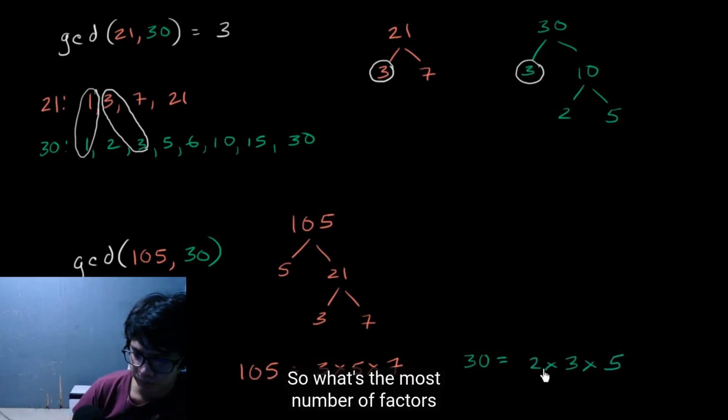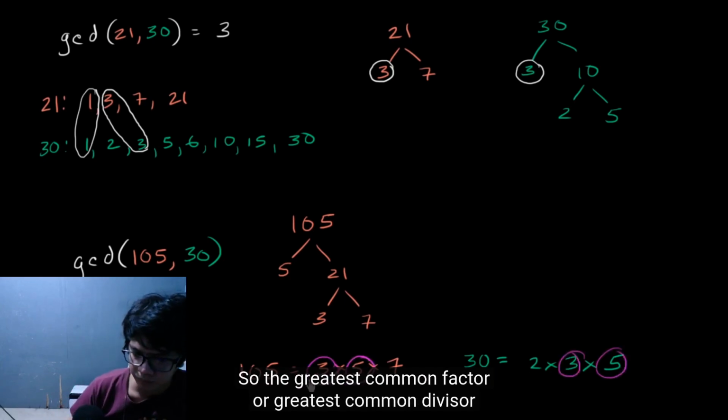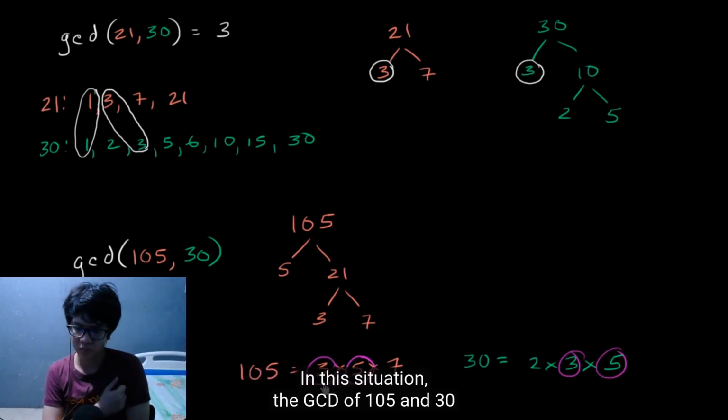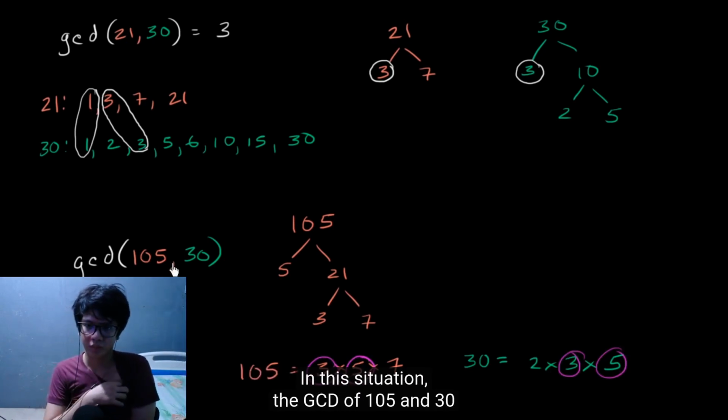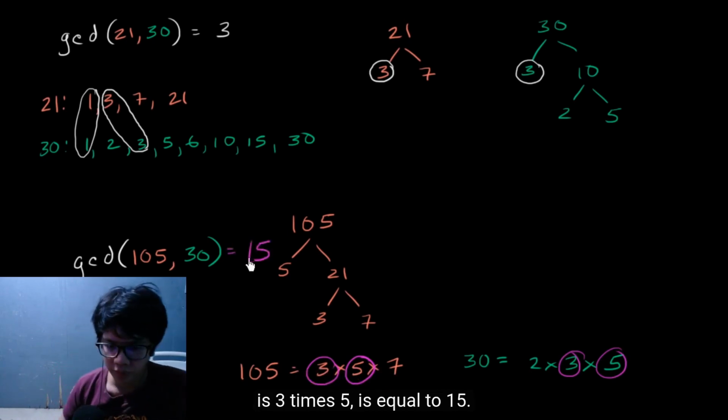So what's the most number of prime factors that they have in common? Well, these two both have a 3. They both have a 3, and they both have a 5. So the greatest common factor or greatest common divisor is going to be a product of these two. In this situation, the GCD of 105 and 30 is 3 times 5, which is equal to 15.